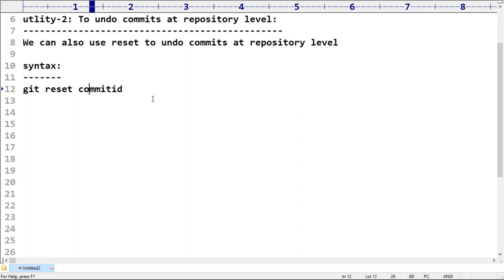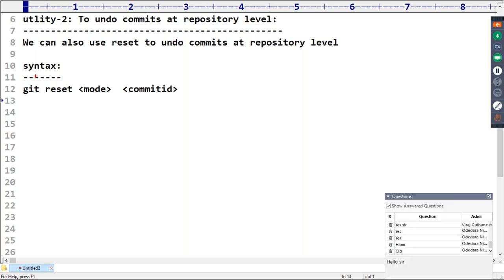There are also multiple options, so we specify which mode, and then we have to specify the commit ID. This is the syntax. Just observe that, because it works at the repository level, it always talks about commits only. As for the mode, I will discuss that in detail. Don't worry at all.